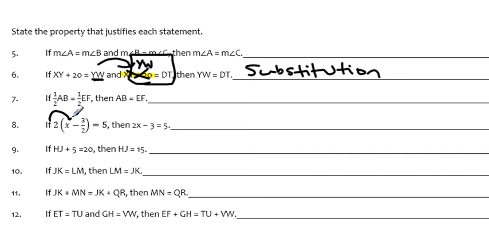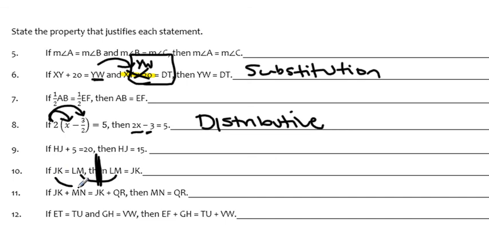Number 8, you have a set of parentheses, so that's usually our indicator that we're going to distribute the 2 to the x, and we get 2x. 2 to the negative 3 halves, and we get negative 3. That's distributive property. Number 10, this is your line of symmetry here, where if I folded along the line, LM would be on top of LM and JK would be on top of JK.